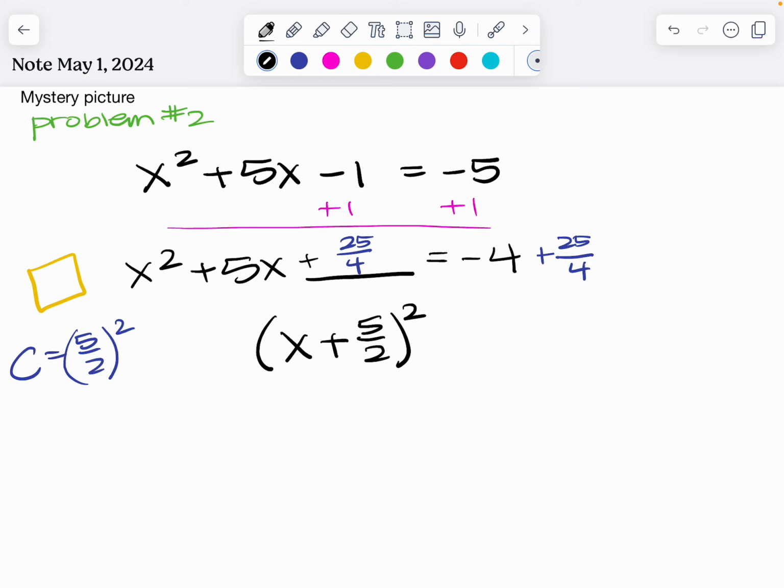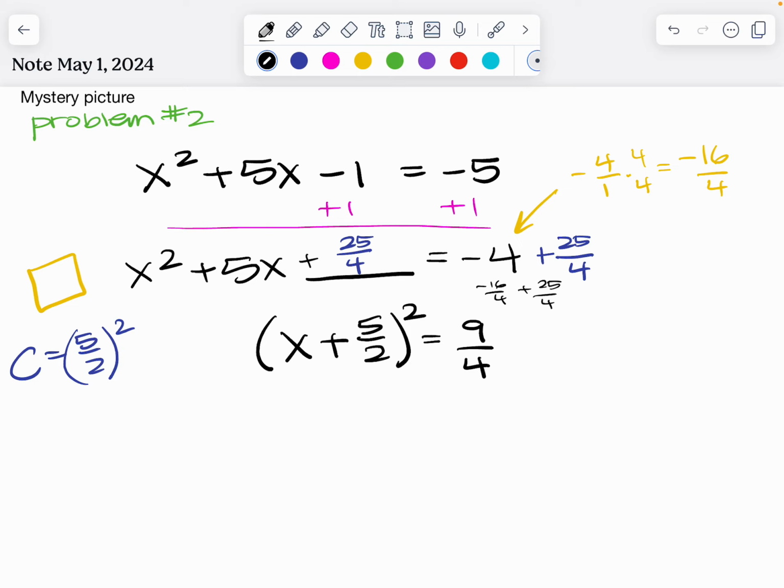Now, on the right, if you forgot how to do fractions, it might have been a while, you would make this have a common denominator. I'd put it over 1, and then I want it to have a denominator of 4. So I'd multiply both by 4 to get negative 16 over 4. Everybody with me? So, a negative 16 over 4 plus 25 over 4. Wouldn't that be 9 over 4? I think so. I think we're doing a great job so far.